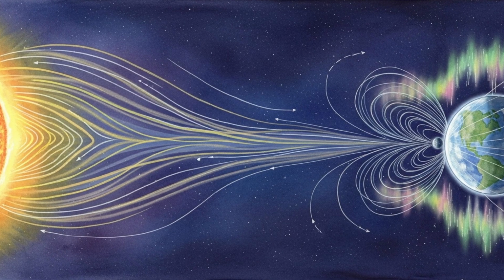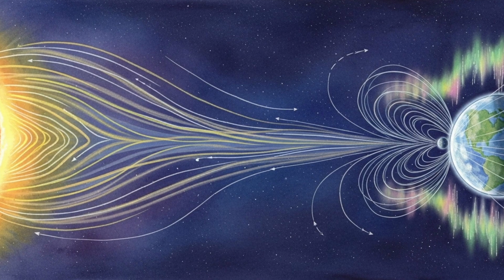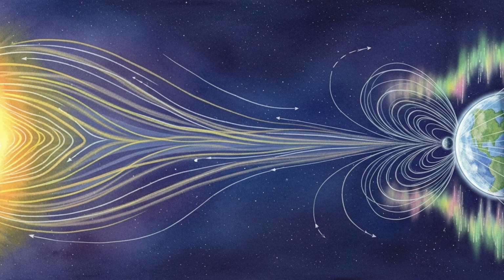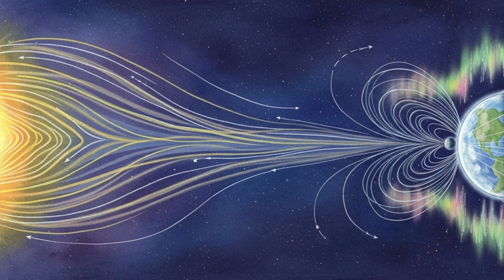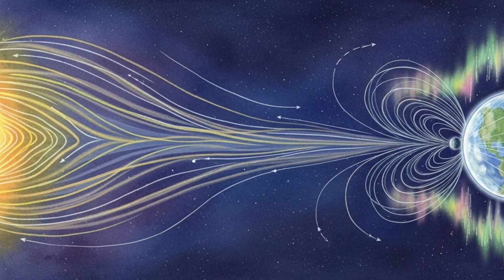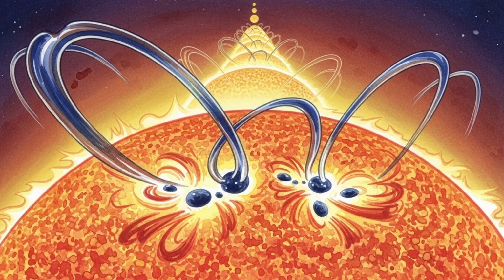Now, let us begin. Part 1. Basic elements of the Sun-Earth space weather system. Space weather is a group of physical processes that start at the Sun, travel through interplanetary space, and interact with Earth's magnetic field and upper atmosphere.